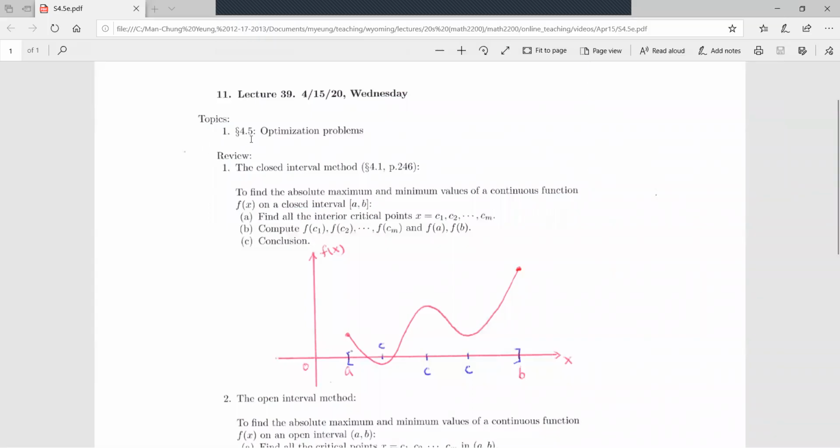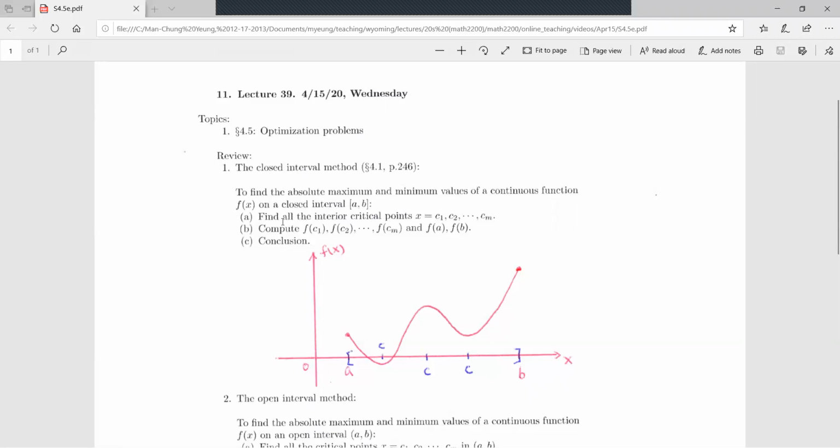Section 4.5, again, optimization problems. There are two methods to solve the problems in this section. Take a review. The first method is called the closed interval method. To find the absolute maximum and minimum values of a continuous function on a closed interval, 3 steps.